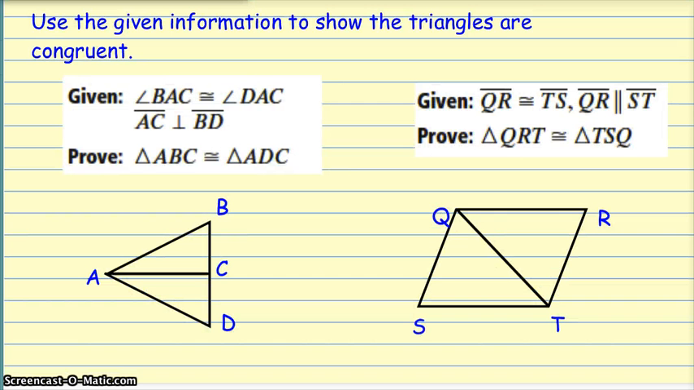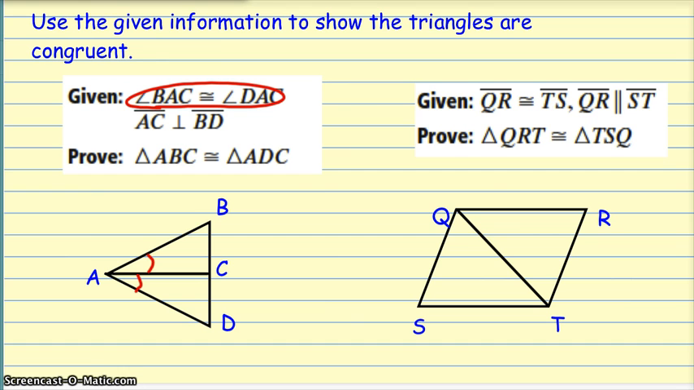Next page, use the given information to show that the triangles are congruent. So these are written and laid out as if you were going to do a proof. We're going to do it very informally, but everything can still be marked. So given, you're going to have to mark everything. Given that angle BAC is congruent to angle DAC. So they gave me that information, so I marked it here in red.